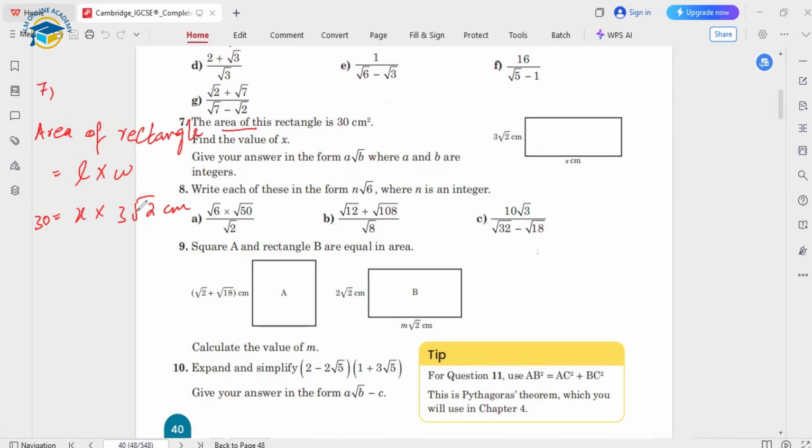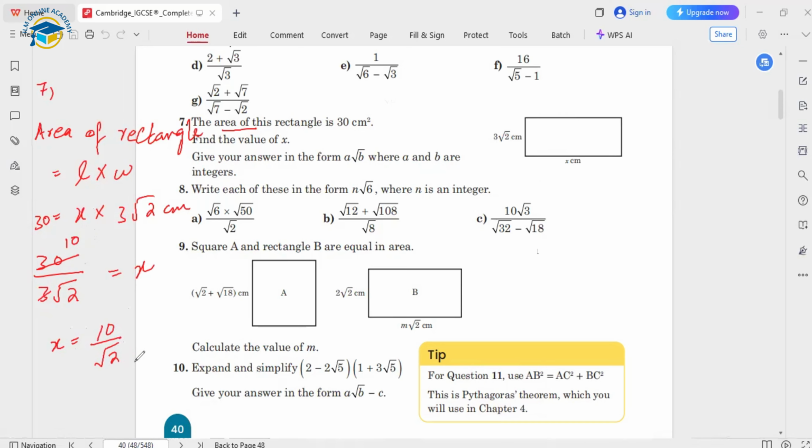Now we will simplify this to find the value of x. The 3 square root 2 that is multiplied here, when I shift it to the other side, will be in the form of division. We can write it as 30 over 3 square root 2, and that is the value of x. Now 3 can be simplified with 30, that is 3 times 10 equals 30. So we can write x as 10 over square root 2.